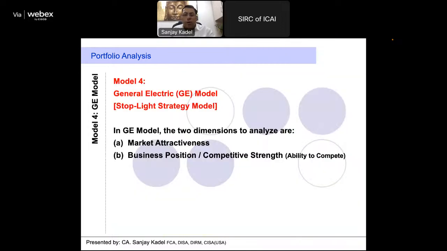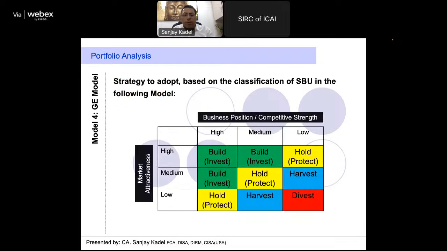Then you have the fourth model called the GE model, General Electric model. It is also called the stoplight strategy model. In this model, on the left side, we plot market attractiveness. On the top side, we plot business position or competitive strength. Here, instead of just two variants, low and high, we have three variants: low, medium and high. So market attractiveness can be low, medium and high, and business position or competitive strength also can be low, medium and high.